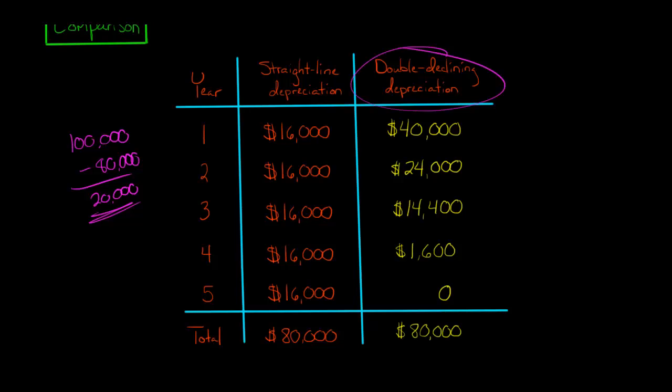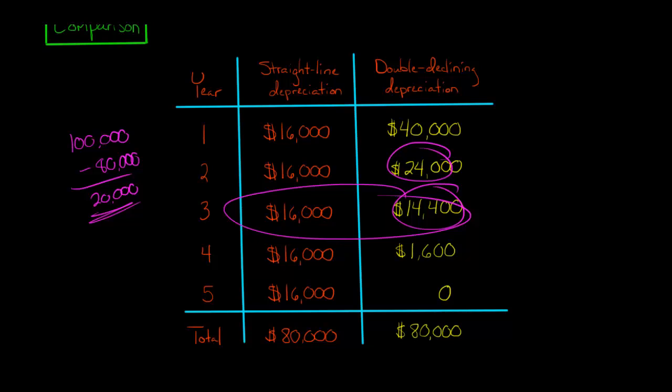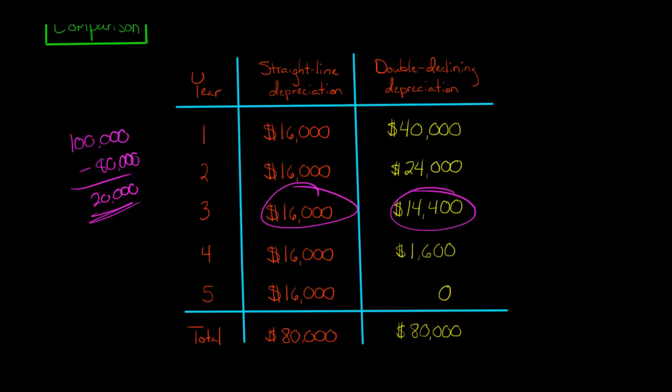Double declining balance depreciation, we have $40,000 of depreciation in year 1 compared to just $16,000 of straight line. Okay, so double declining balance, again, is going to result in more depreciation in the early years of the asset. However, you see it goes down, right? Year 2, it's $24,000. Year 3 is $14,400. So by year 3 in this example, it's actually less depreciation than the year 3 straight line depreciation. Straight line in year 3 is $16,000 and double declining is $14,400. Okay, and then just $1,600 versus $16,000 in year 4 for double declining and straight line.